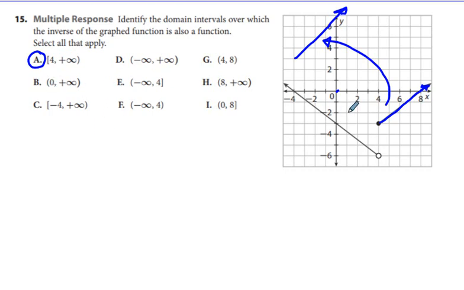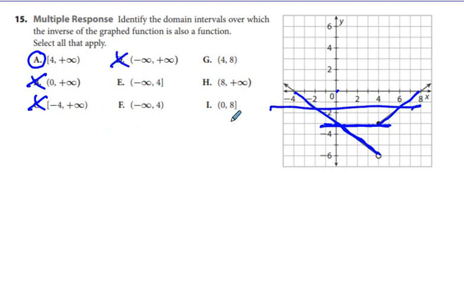Let's see. B, between 0 and infinity. Well, here 0, we have this piece here, and 0 to infinity, this piece here does not pass the horizontal line test right here, because the horizontal line touches twice. So B is not right. C, between -4 to infinity, no, same reason, because we have this piece here in addition to that other piece. D, between -infinity and infinity, no, because we failed the horizontal line test.